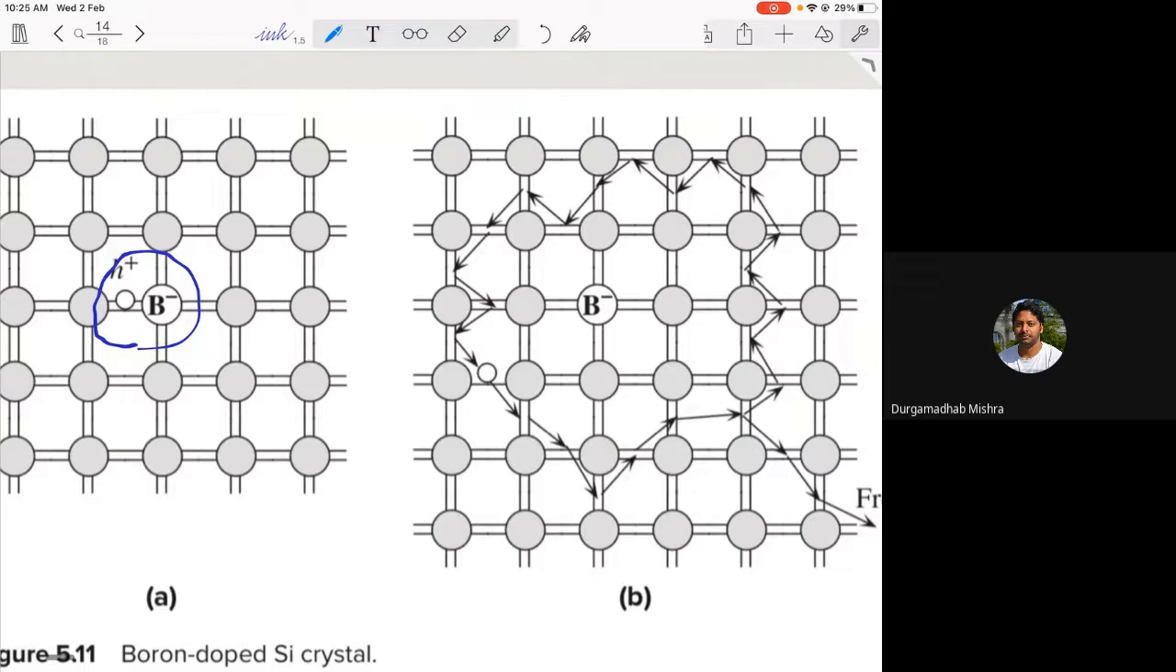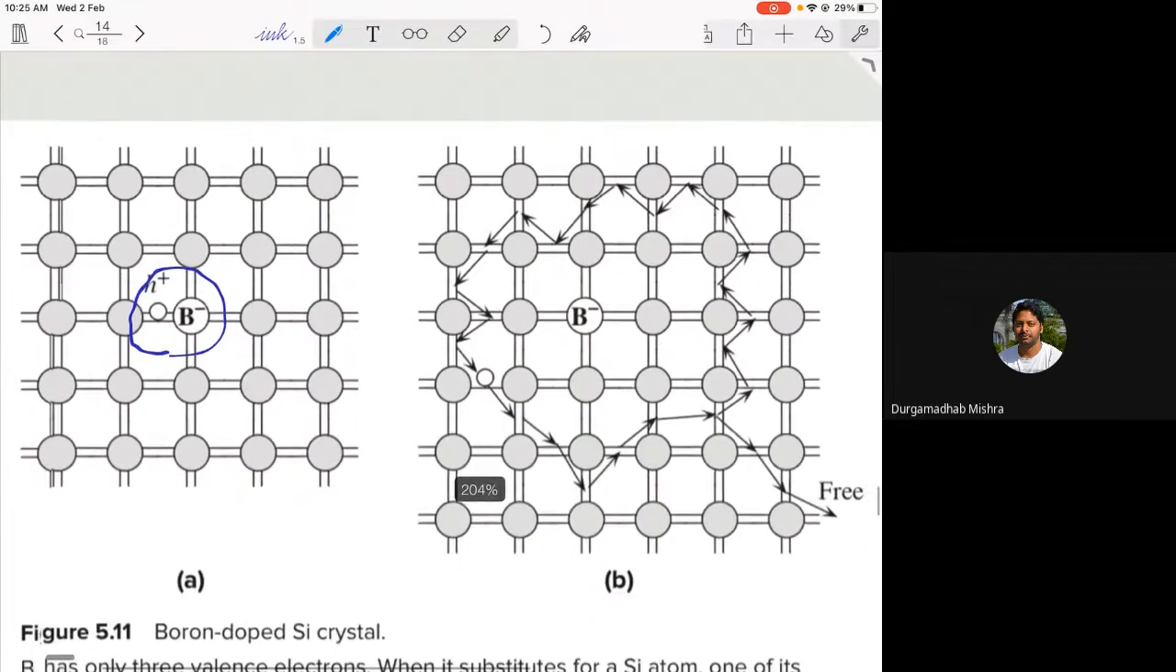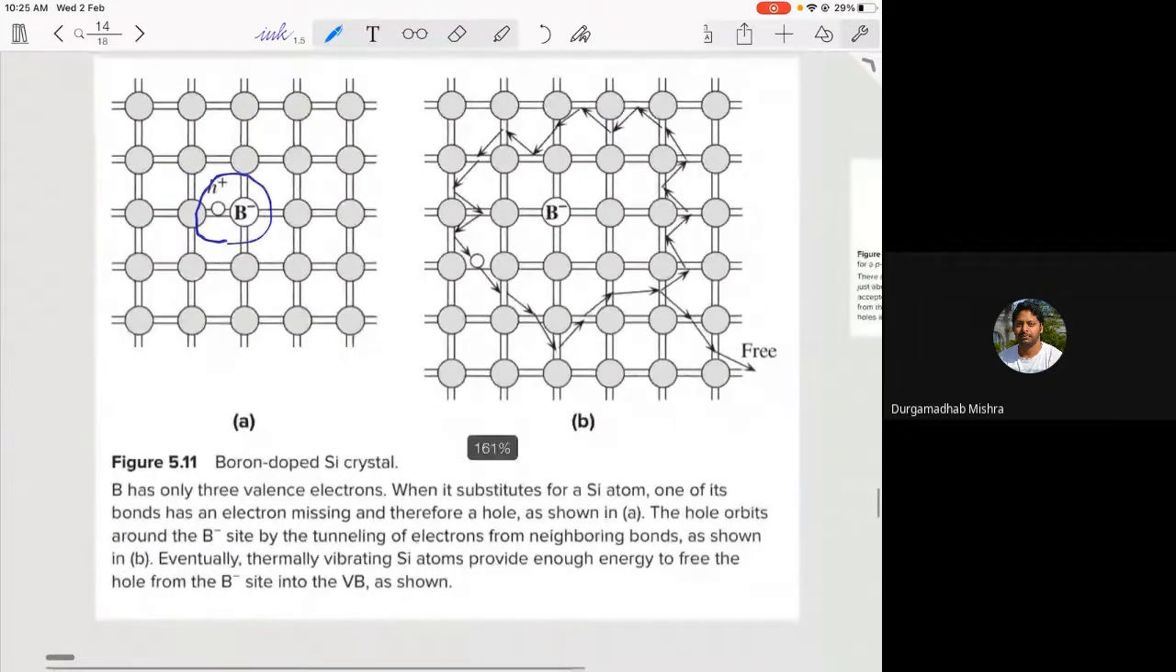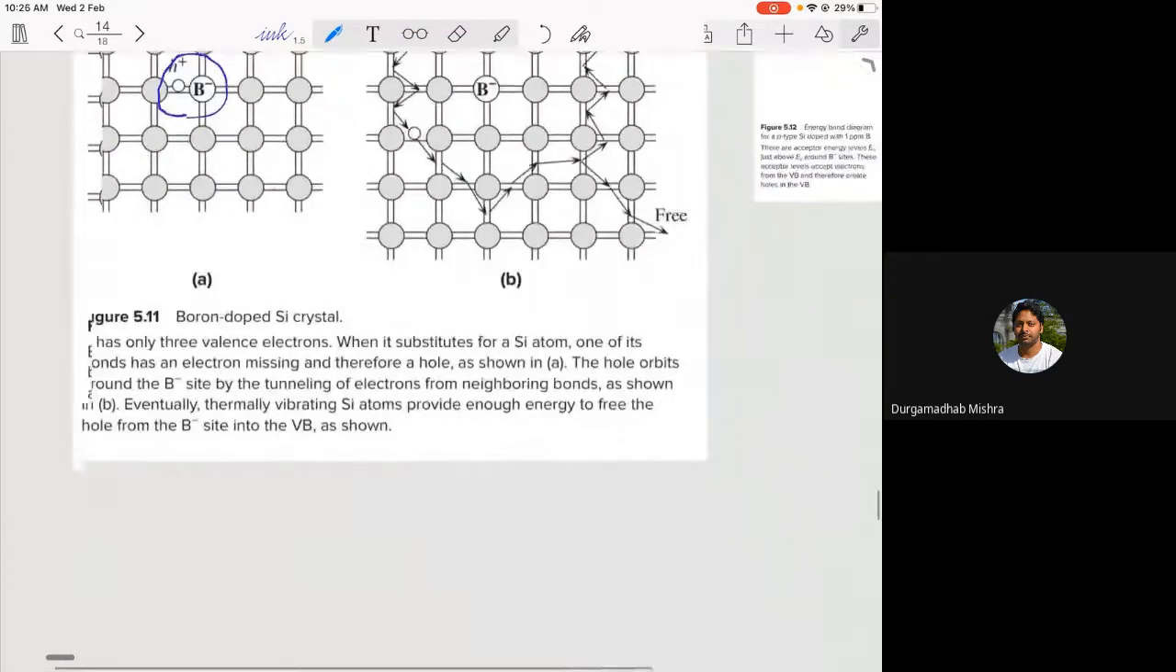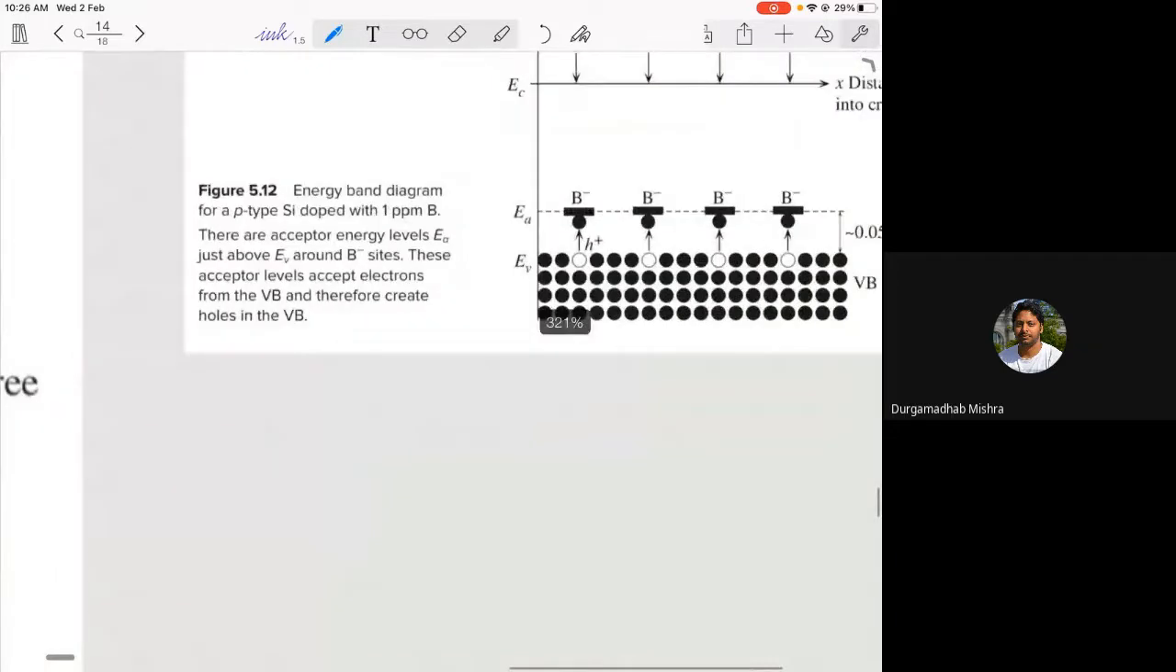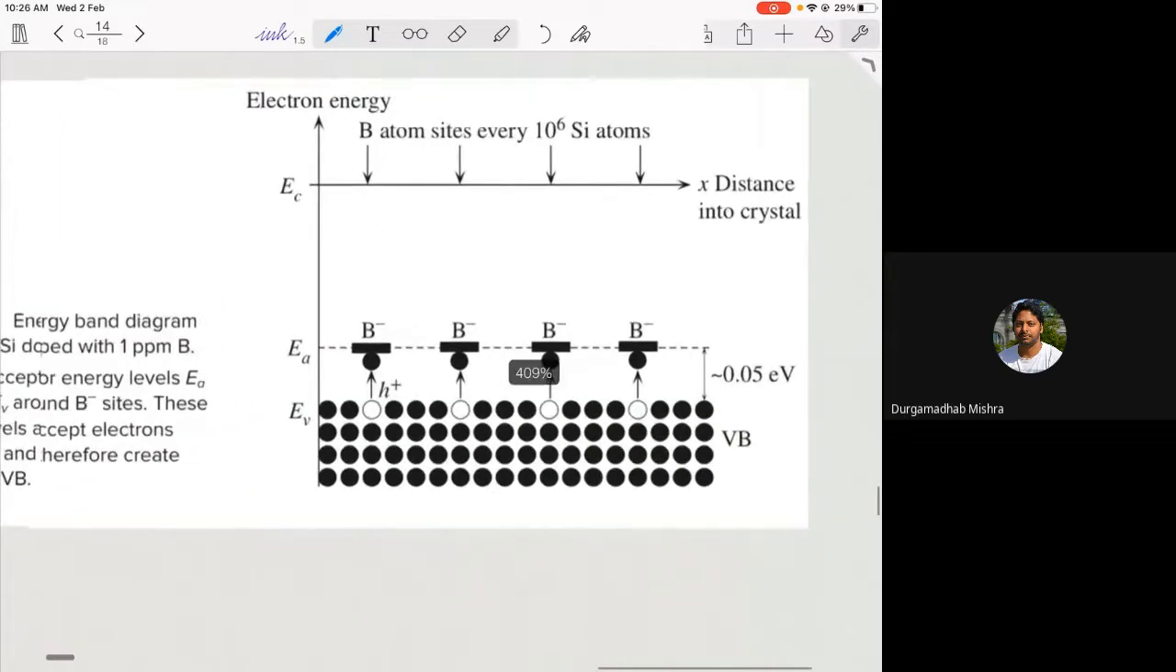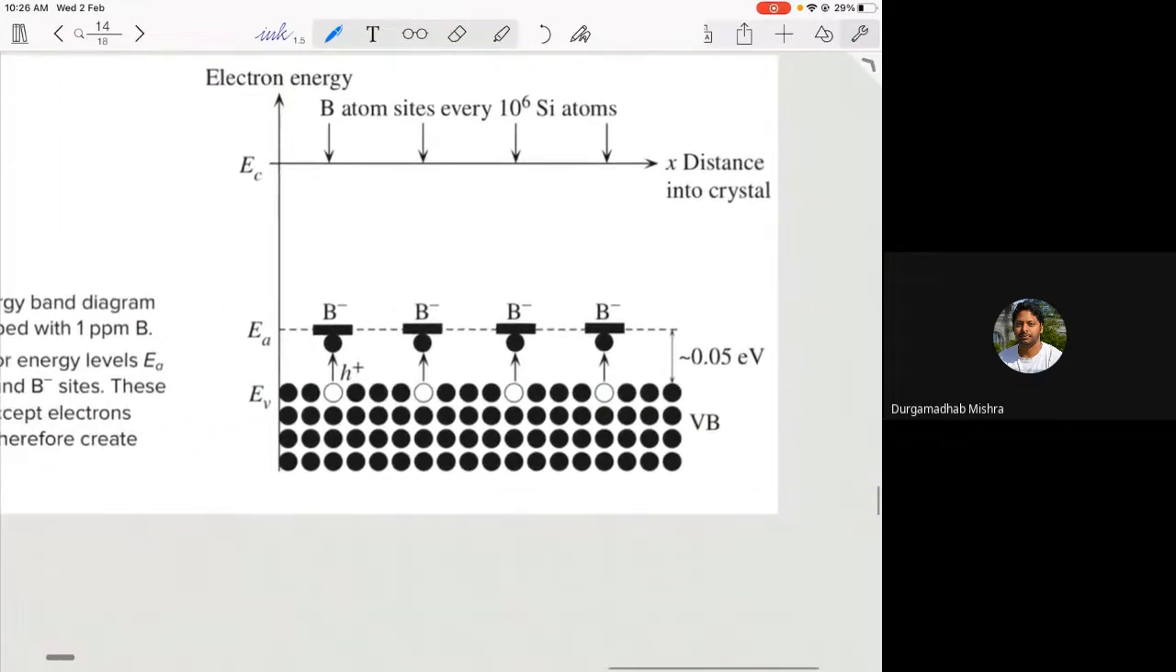So the hole, or the absence of electron, will contribute to the conductivity which is present in the valence band. Okay, so these are the schematic pictures, and everything we did will remain the same. Here again, this is a schematic band structure. You can also calculate the binding energy in the case of a p-type, and this is about 0.05 electron volt.